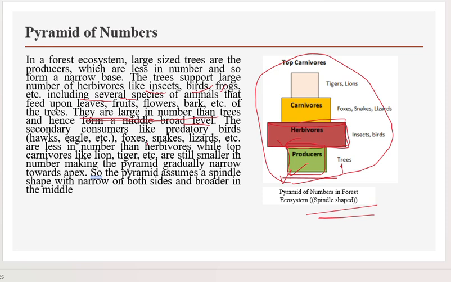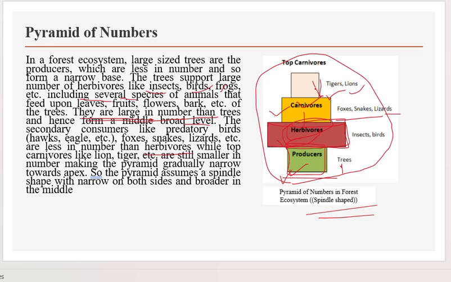hawks, eagles, snakes, lizards, etc. are less in number than herbivores. Then again, in the next trophic level, they are carnivores. They eat herbivores. So foxes, snakes, lizards are again less in number as compared to herbivores, and so they form again a smaller trophic level. Then the top carnivores are in the highest trophic level. They are tigers, lions, eagles. Their numbers are also less as compared to other trophic levels, so it forms again a small trophic level.